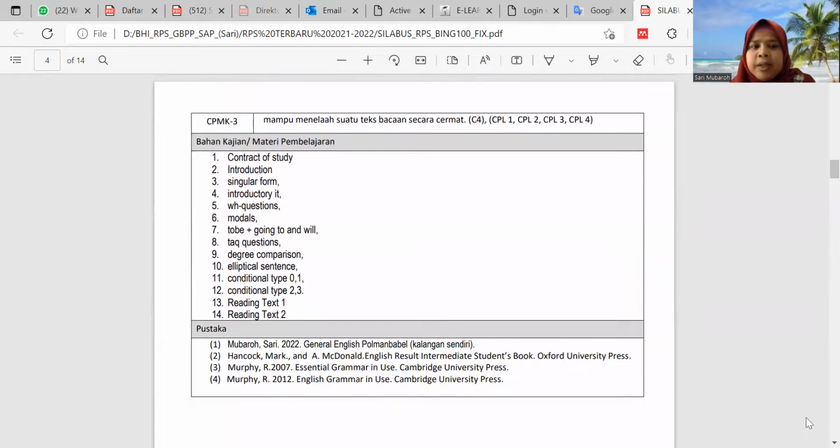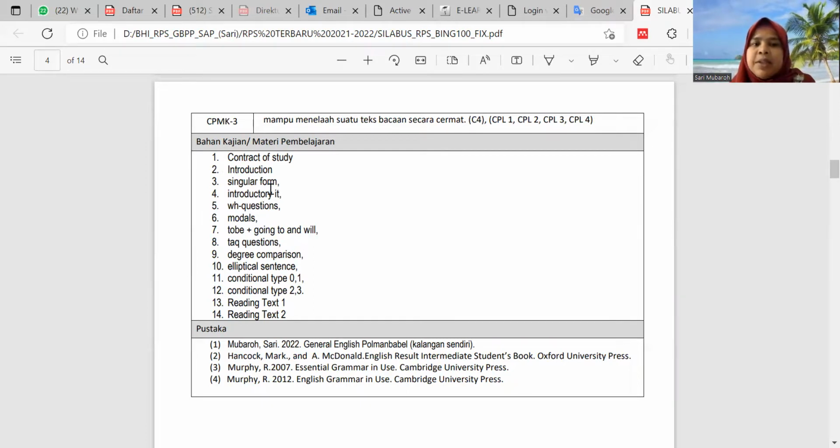And about the material in our lesson plan or in our RPS for this semester in first English, there are 14 materials. You can see here. The first is our contract of study. It means the first meeting. We are talking about our lesson plan. Here we are doing. And the second is about introduction.